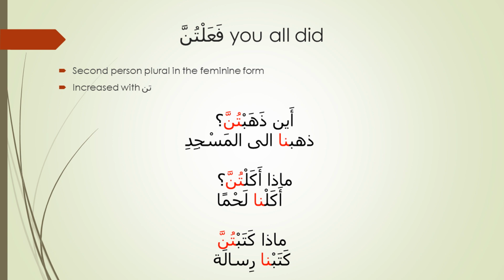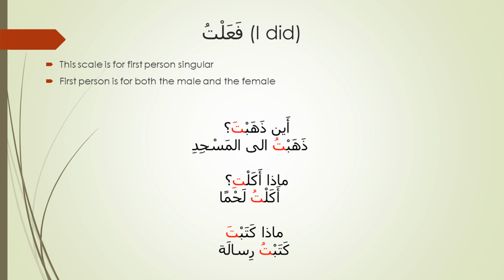I did an action. The scale is فعلت. فعلت. So now we have another ta, but this time the ta has a dhamma. فعلت. This is for both the man and the woman. They'll both say فعلت. This is the mutakallim, the speaker. It's both the same for man and woman.